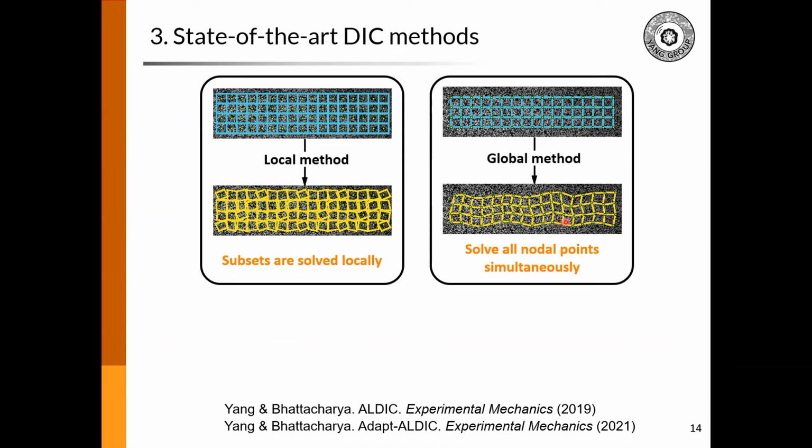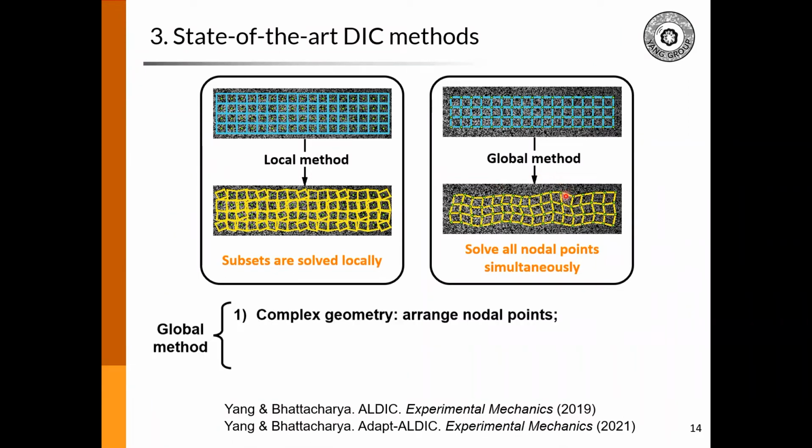The global method is different. Usually we represent the domain using some finite element mesh, and we track all the nodes simultaneously. Because all the nodes are tracked together, that's called the global method. So about complex geometry and about discontinuity, both the local method and the global method have been improved to solve the issue.